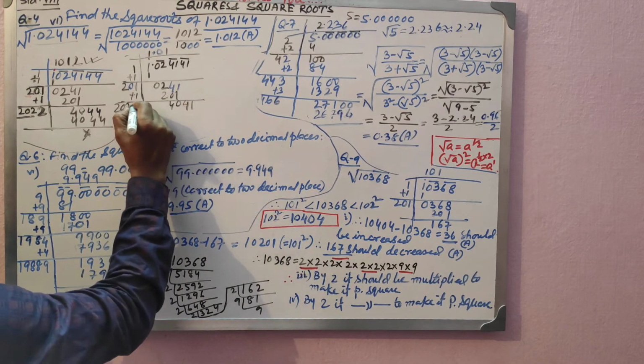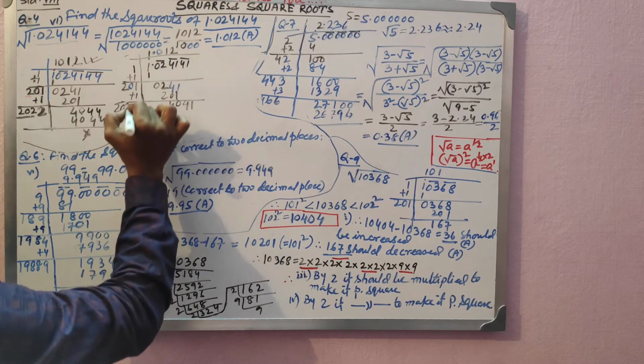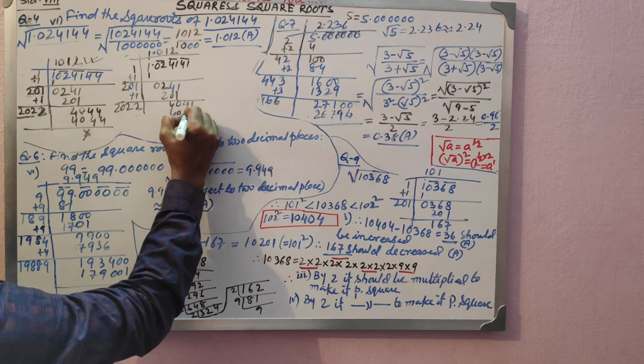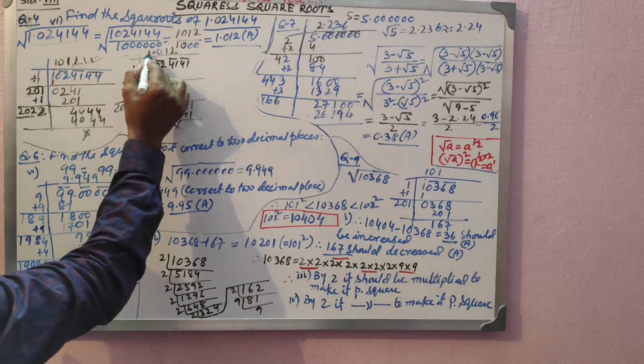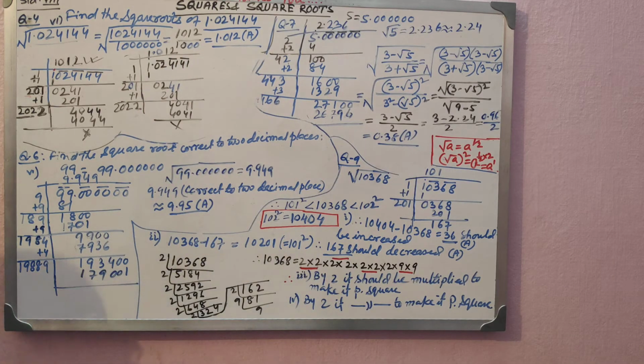So see here, if you are putting 2, that same digit will go in the quotient. If you are multiplying this one with 2, then it will become 4041. Exactly. So the square root of this will be what? 1.012. Exactly this. I hope you have understood the division procedure. Okay, go through it, you will understand better.